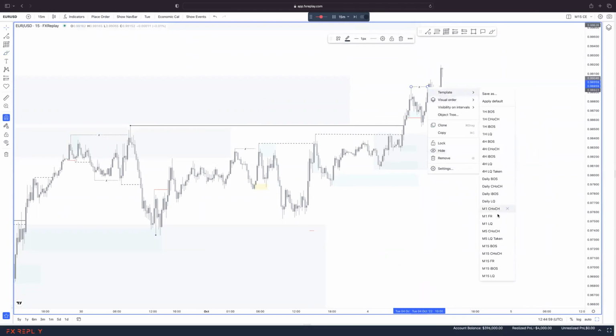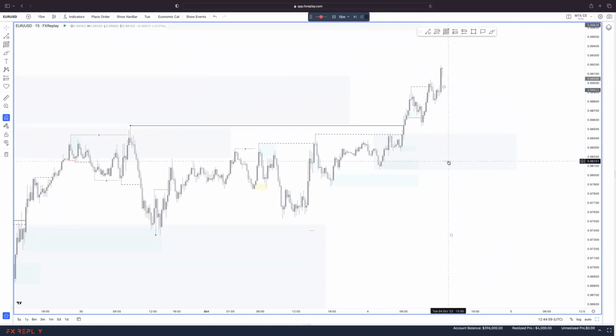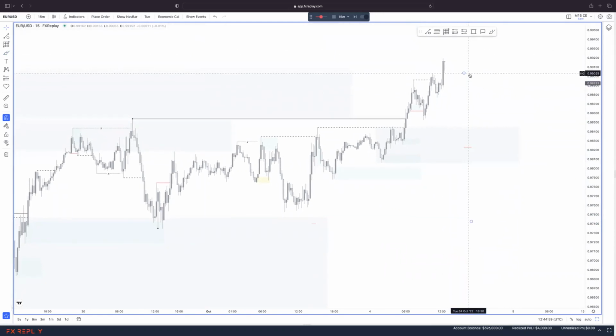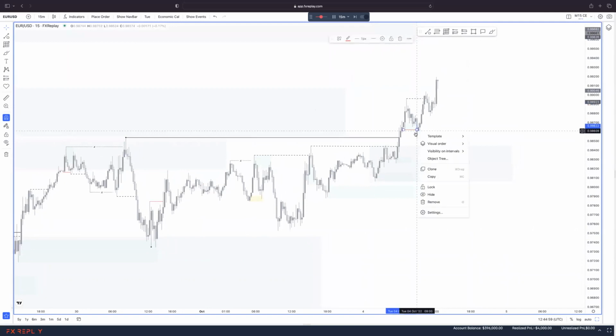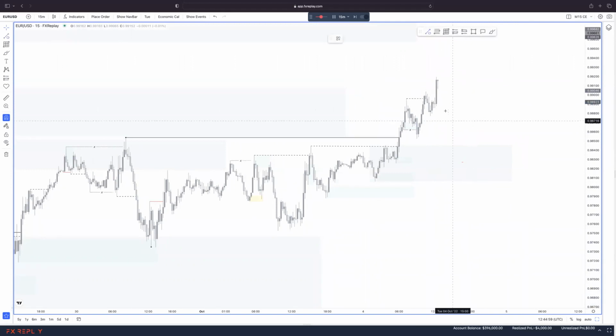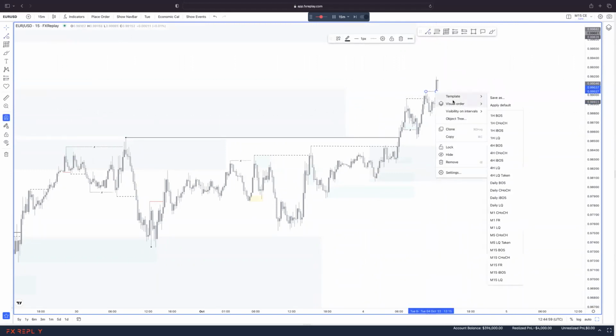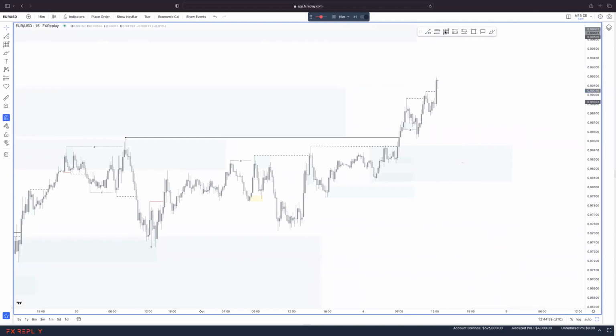So call that an M15 IBOS. Call that an IBOS as well. So you can just follow the bullish order flow. See the clear momentum in the 4-hour.